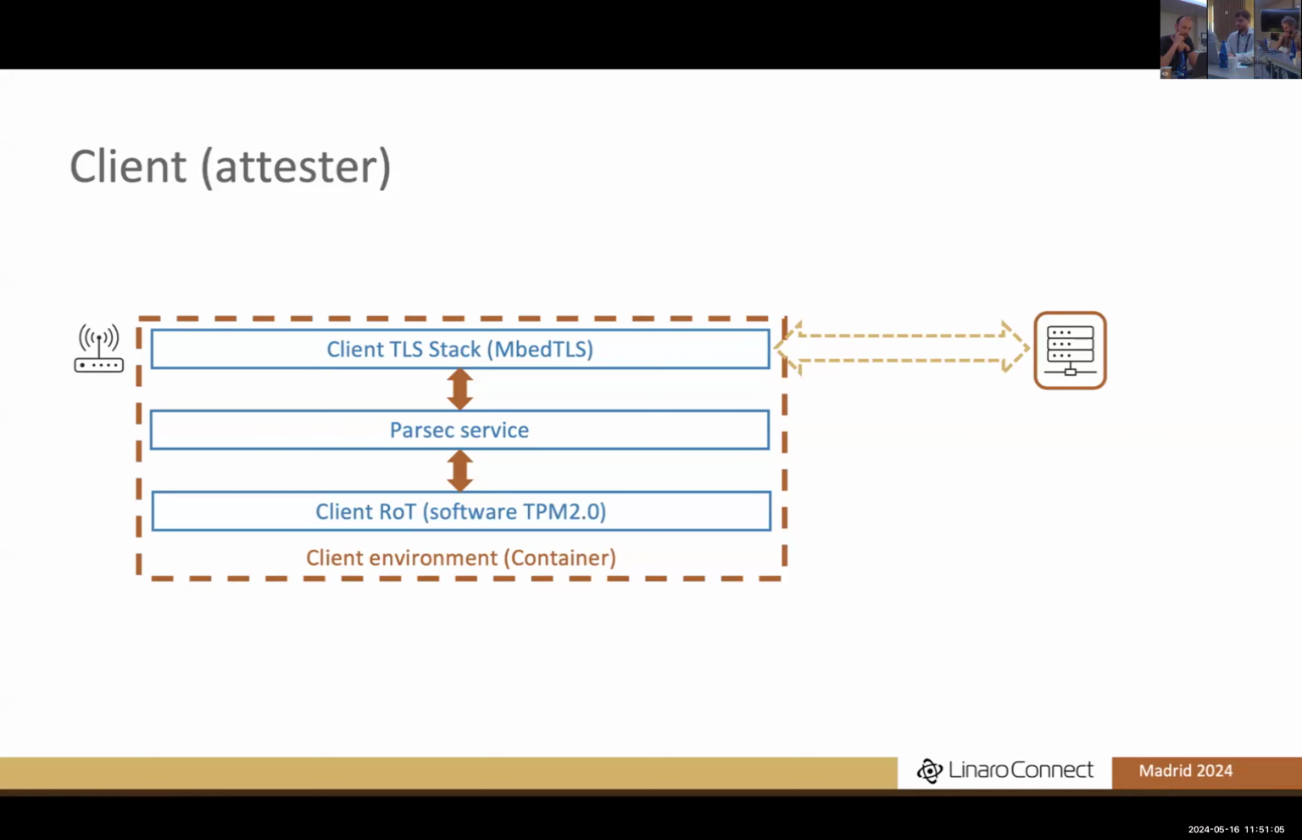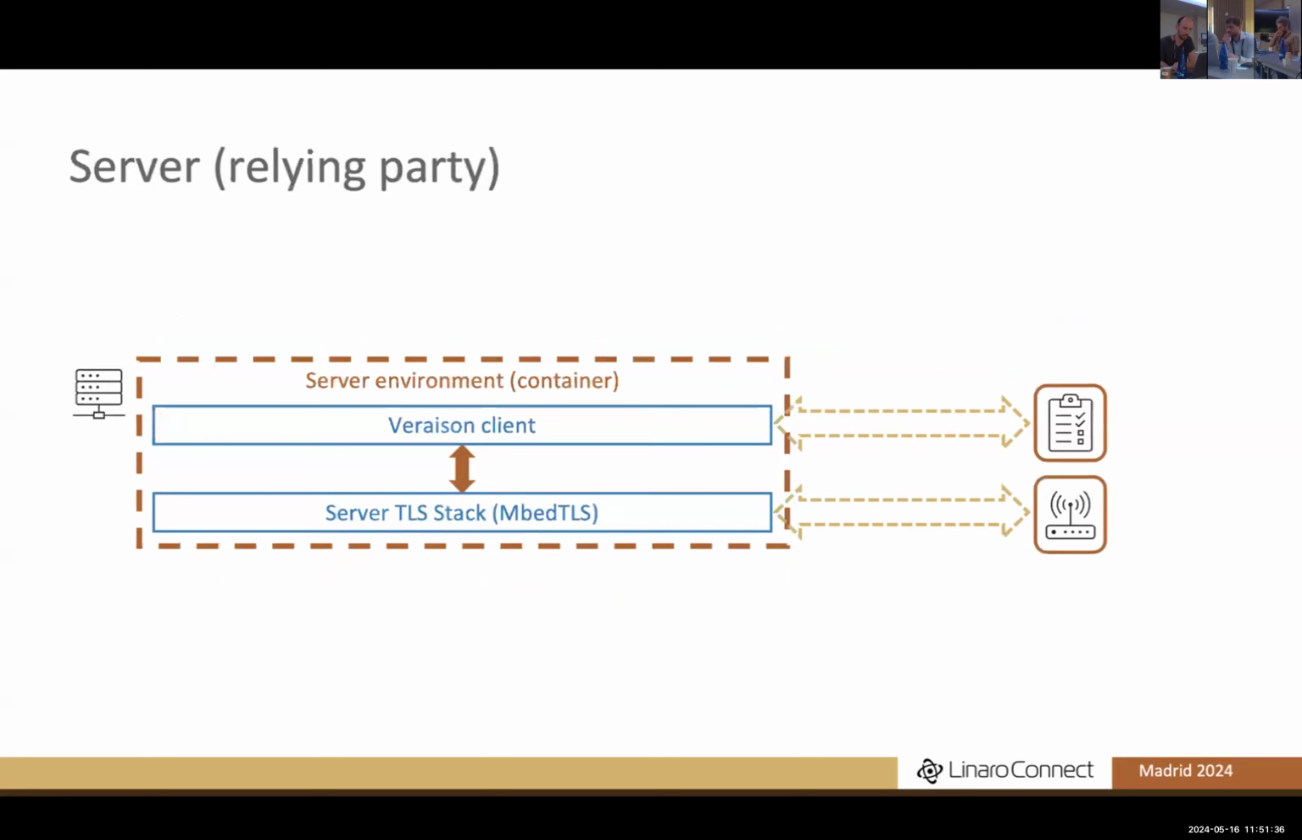And we've had to make changes to the Parsec service and to mbed TLS to make all of this work together. The Parsec service is written in Rust. And actually the client piece that sits within mbed TLS is written in Rust, just that it has an FFI wrapper that allows mbed TLS, which is written in C, to communicate with it. Yeah, so that's the client.